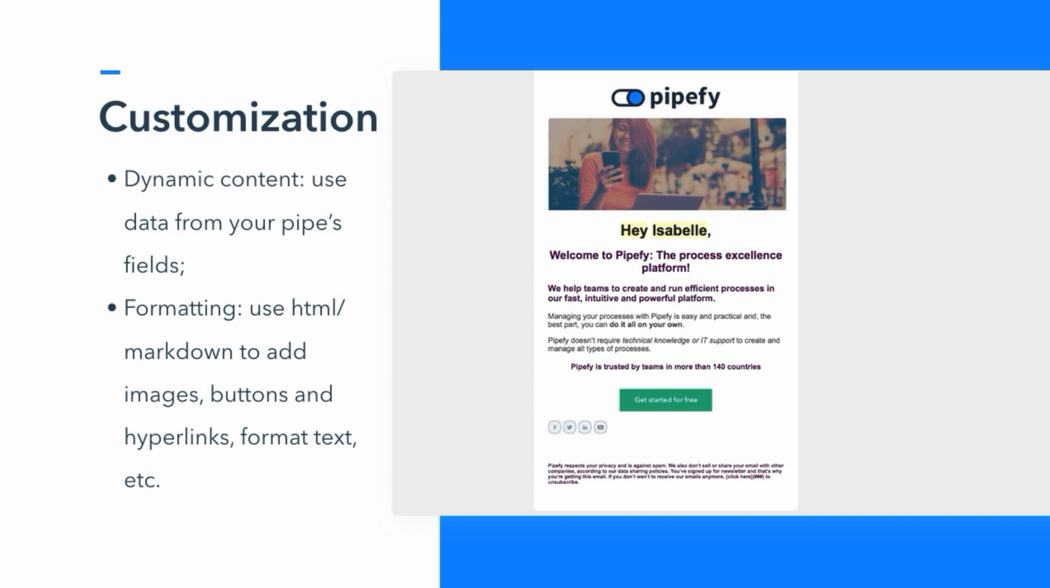Your email templates can either be plain static texts, as simple as it gets, or customized using HTML and Markdown to add images, hyperlinks, text formatting, etc. You can use all of these options to make your emails more interesting and attractive to the receivers. I'm going to show you in the practical examples how you can customize your emails to make them look like this. And you can also use dynamic content to use the information from your pipe's fields in your email body and settings. For example, customer name, date of purchase, status of the purchase, etc.